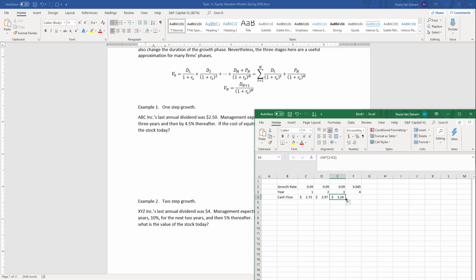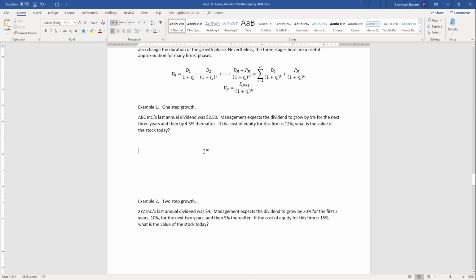rate. And then year four, at the end of year three, we switch to the long-term growth rate, the constant growth rate of 4.5%. So our horizon value occurs at the end of year three, because at the end of year three, we can now use that constant growth formula to determine what the price would be at year three. I'm just going to put here on the page that constant growth formula.